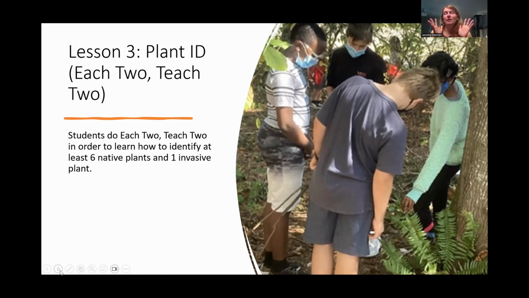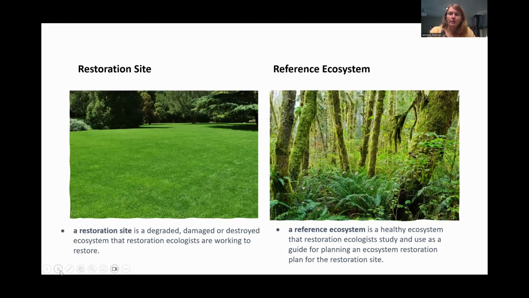Each two teach two is an awesome way to teach native plants, but it takes a little setup and understanding how it works. During each two teach two, students learn how to identify at least 6 native plants and 1 invasive plant. Before I teach you how to teach it, it's important to remind you of something we covered in the first training video, which is your restoration site versus your reference site.